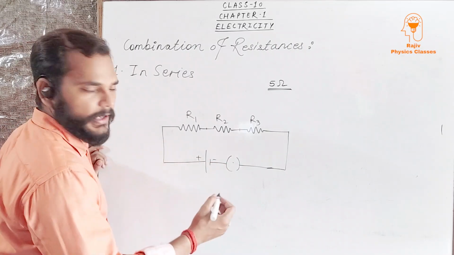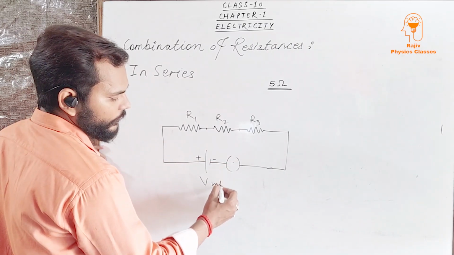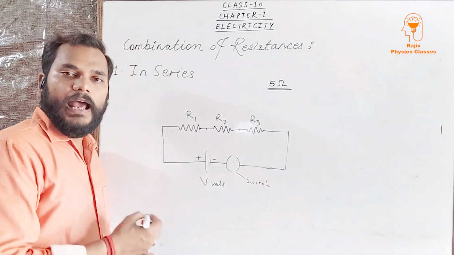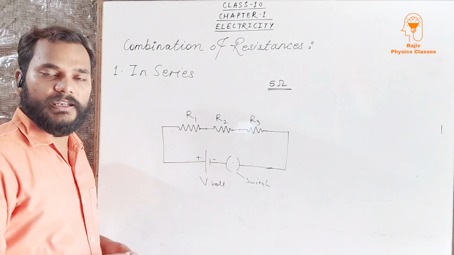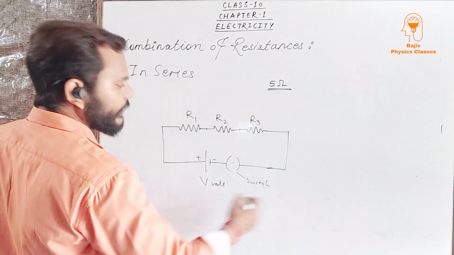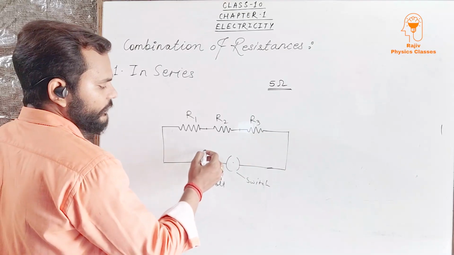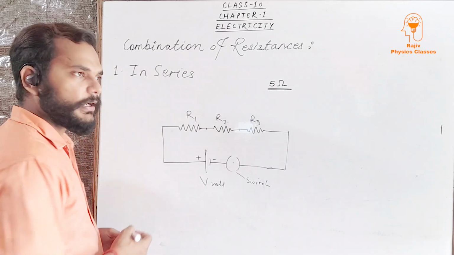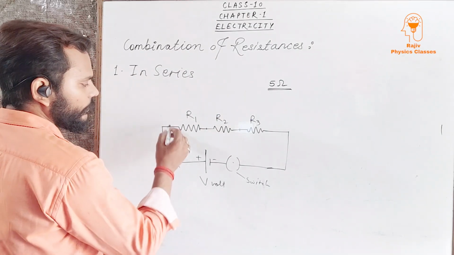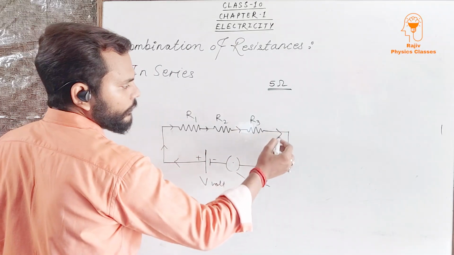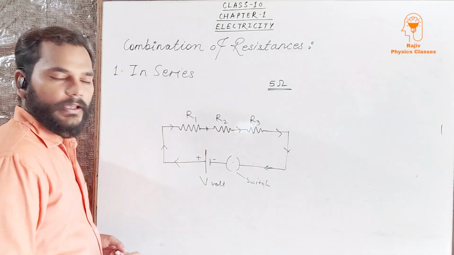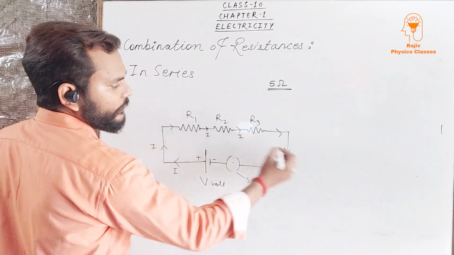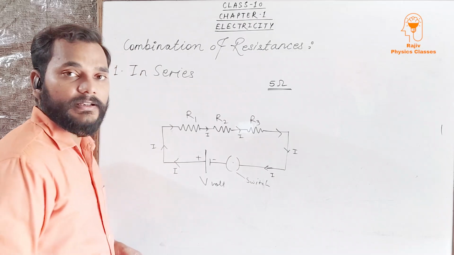This is a cell, that means supply, whose voltage is V volt, that is a switch. Here I have connected three resistances in series in a circuit. If this is the positive terminal, we all know what is the direction of electric current? From positive to the negative. If the current flowing through the circuit is I, what current it is? I.